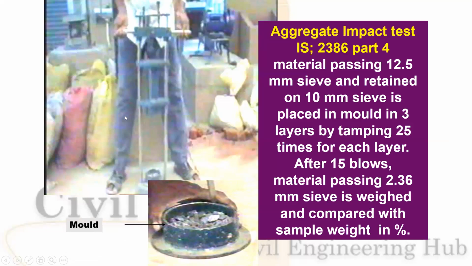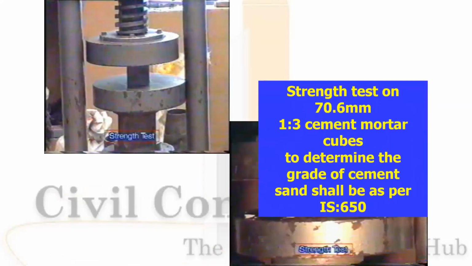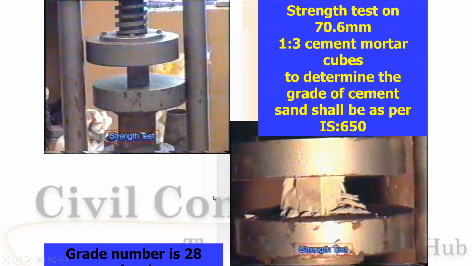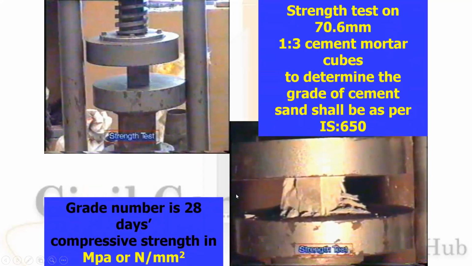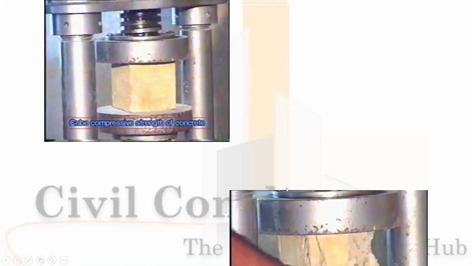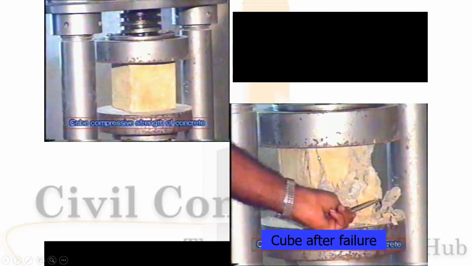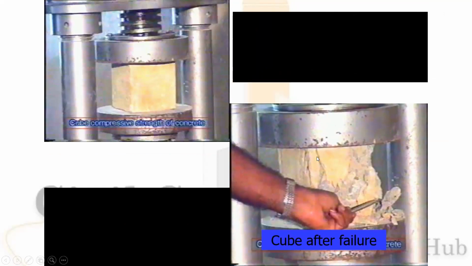Aggregate impact test procedure, which has been shown in these images. Material passing through 12.5 mm and retained on 10 mm, which has already been explained. This is the strength test of cement mortar cubes, how to do it. And this is how we generally do the concrete cube test.